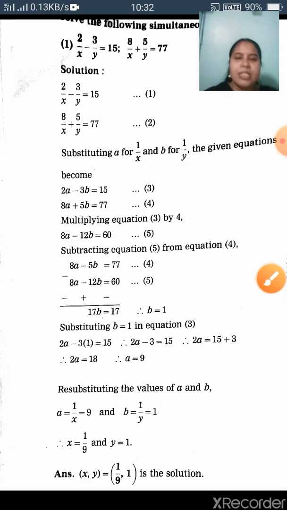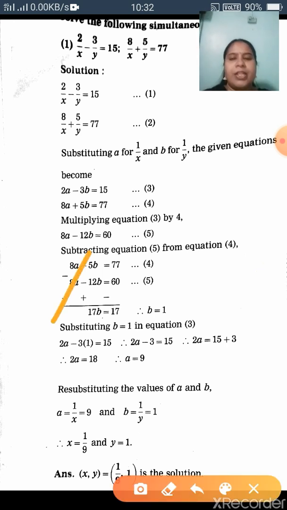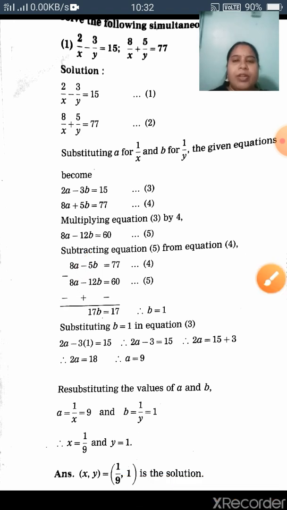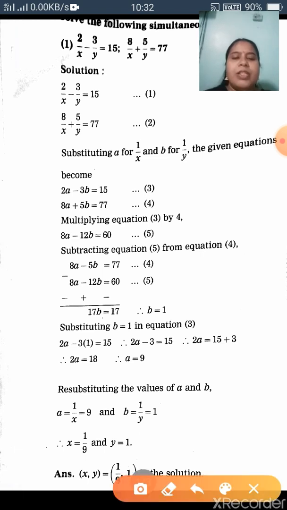So changing the sign, what we get is 8a minus 8a, which will get cancelled here, and 5b plus 12b. Here it is a plus sign. So plus 5, see this sign is plus, plus 5 plus 12, that is 17b. So 17b is equal to 17, b is equal to 1.